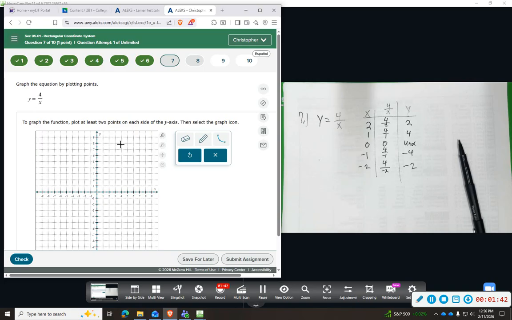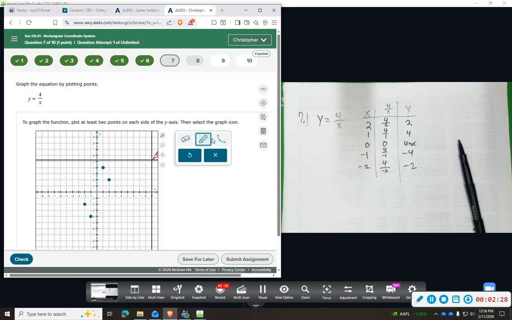So this is an inverse function. So let's go to positive 2 and up to positive 2. So we'll get this point. And then go to 1. That'll get us to 4. And then on this side, 0 is undefined, so we don't get anything. It's an asymptote here. Negative 1 will give us a negative 4 value. And then negative 2 will give us negative 2.